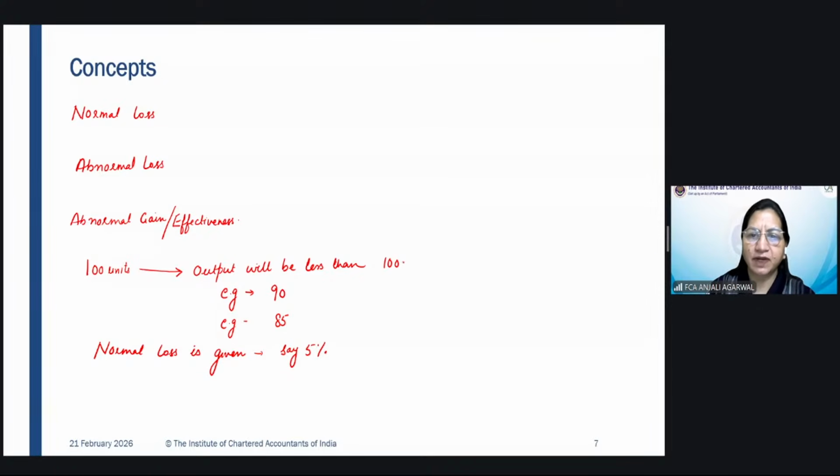It means that whenever 100 units are processed in process 1, there is a loss of 5%. So 5% of 100 is a loss of 5 units. We expect the output to be 95. So here, if the output is 90, it is implied that we had expected 95 units from 100, but the output is 90. So it is implied that 5 units are further lost. And this is not something normal, this is abnormal.